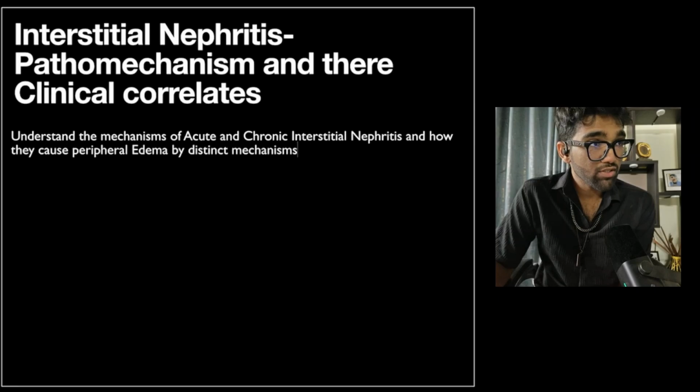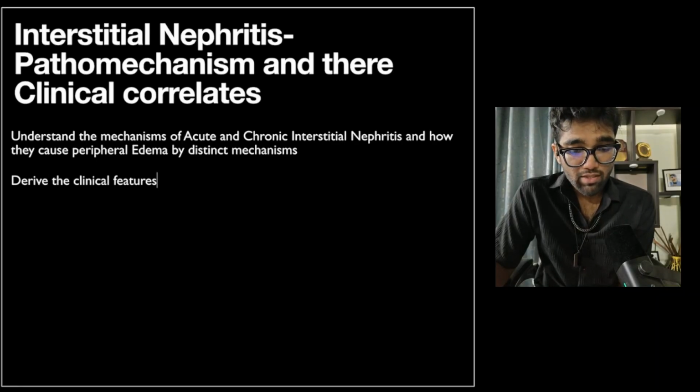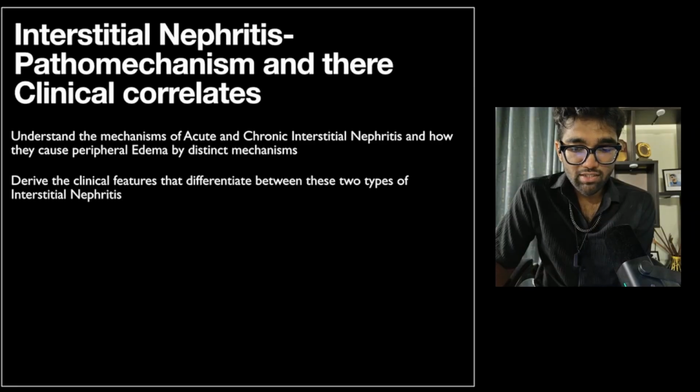So, I'll be covering the topic under the following headings. First, we'll try to understand the mechanisms of acute and chronic interstitial nephritis and how they cause peripheral edema by distinct mechanisms. Then, I'll try to derive the clinical features that differentiate between these two types of interstitial nephritis.